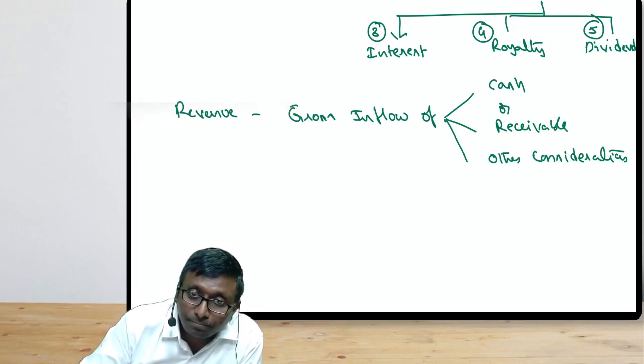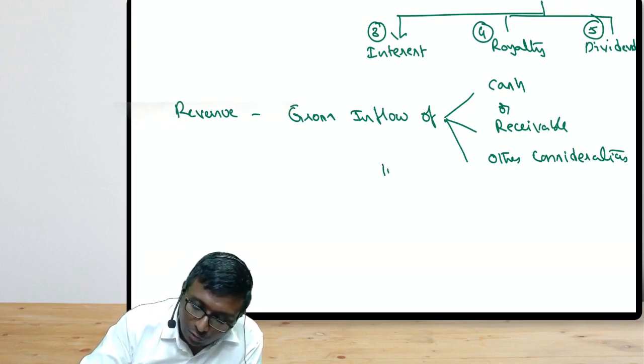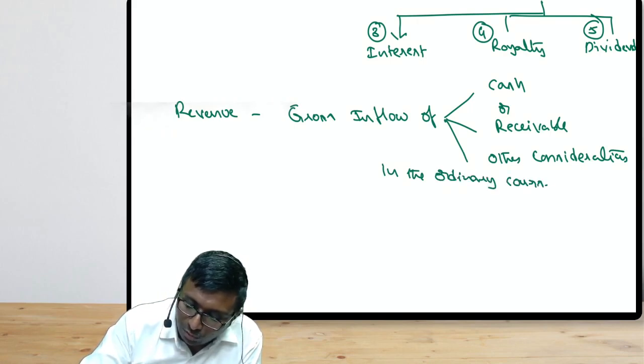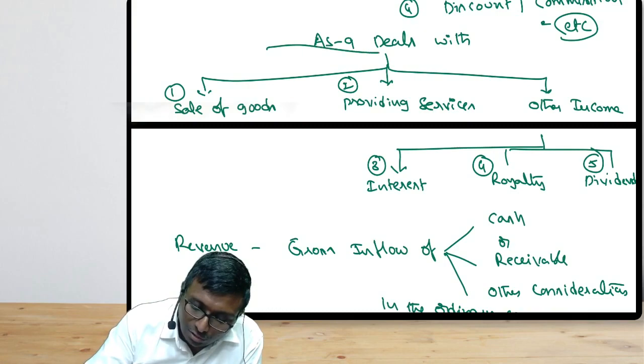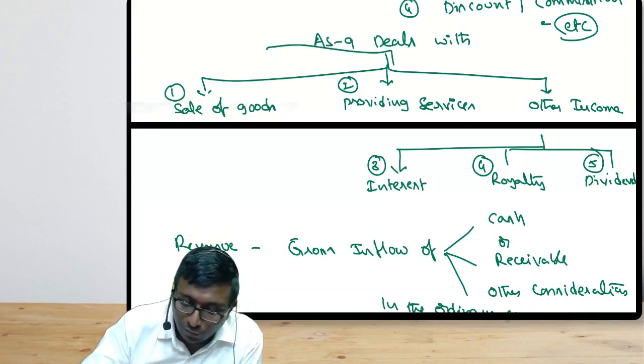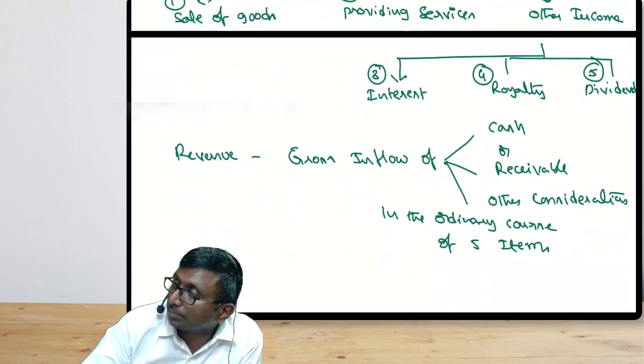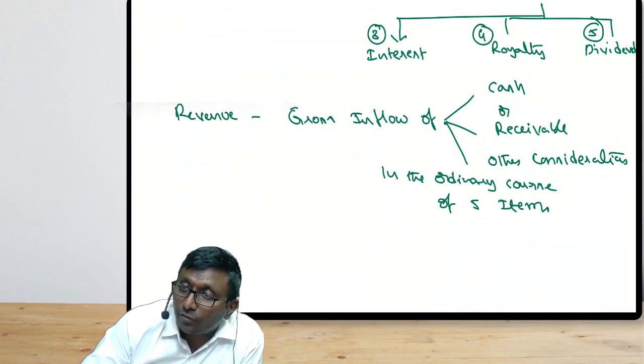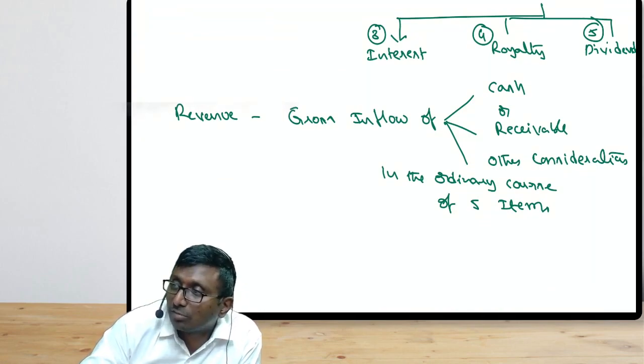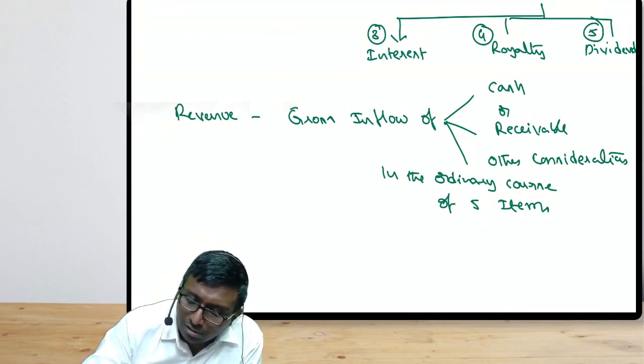Next, in the ordinary course of these 5 items. Which 5 items? It should be linked to these: from sale of goods, sale of services, and other income. Gross inflow of cash, receivables. Cash means cash, receivables means credit.